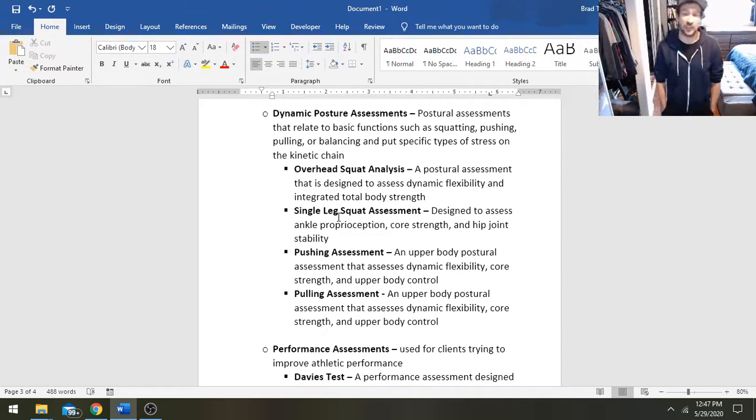Then we've also got our single leg squat assessment, which is going to assess your ankle proprioception, core strength, and hip stability. This is just like your overhead squat, except you're looking for one thing: does that knee cave in?